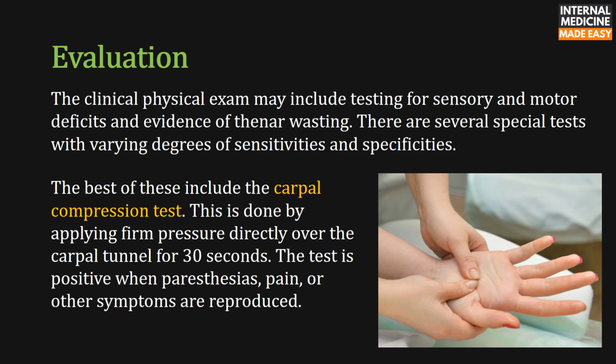Evaluation: the clinical physical exam may include testing for sensory and motor deficits and evidence of thenar wasting. There are several special tests with varying degrees of sensitivities and specificities. The best of these include the carpal compression test. This is done by applying firm pressure directly over the carpal tunnel for 30 seconds. The test is positive when paresthesias, pain, or other symptoms are reproduced.